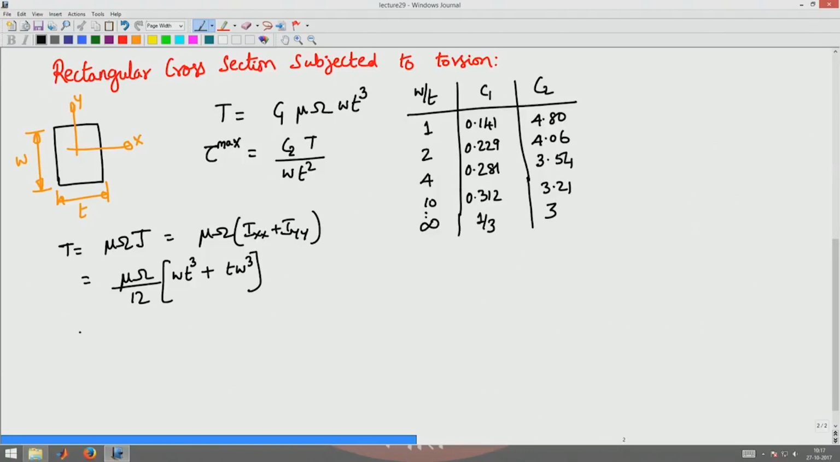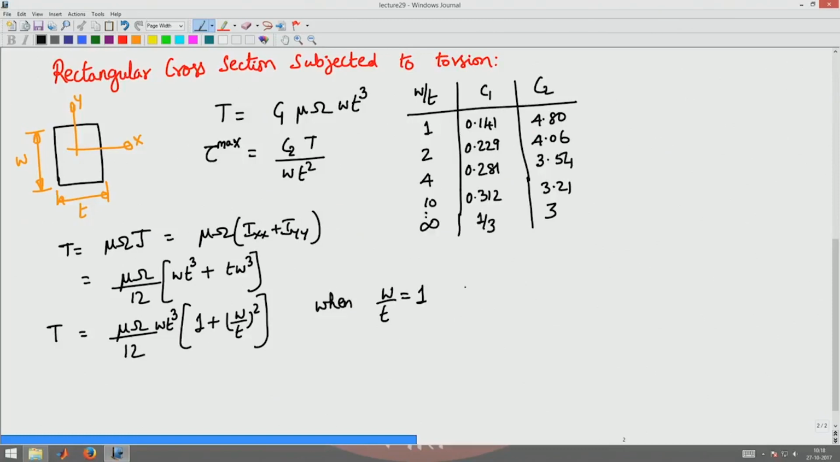Now if you pull out W t cube by 12, you will have 1 plus (W by t) the whole square there. Okay. So, let us see what happens when W by t is 1. When W by t is 1, it will be 1 by 6. This is the torque expression when W by t is equal to 1.